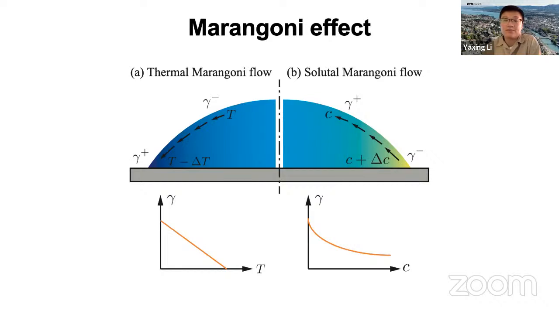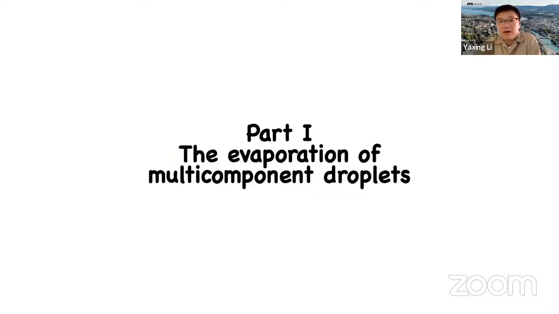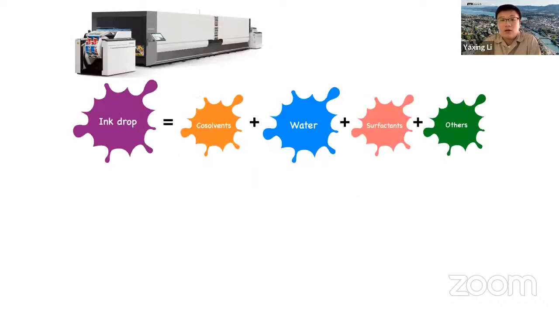So the first part of my talk, I would like to give some examples about some multi-component droplet systems during their evaporation. So please allow me to go a little bit back and forth. I still want to emphasize the motivation. Basically, for this big machine, every small tiny droplet is still very crucial for the final printing quality.